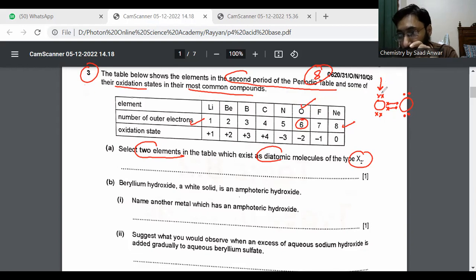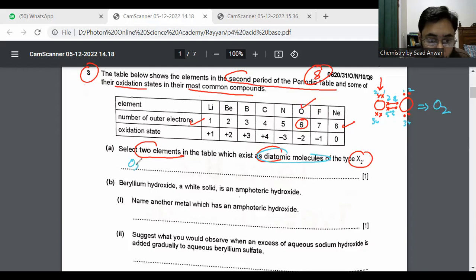By sharing, you see, 1 2 3 4 5 6 7 8. Similarly 1 2 3 4 5 6 7 8. So by sharing, the oxygen atom gets stability. By sharing, the oxygen atoms manage to have 8 electrons in their outermost shell, and we get O2. So there are two elements in the table which exist as diatomic molecules. One is O2, the oxygen molecule.